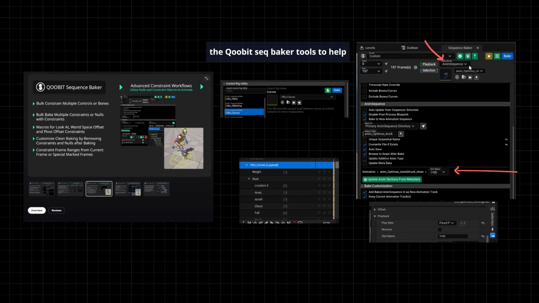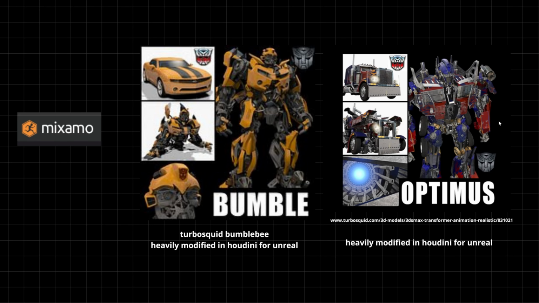In the slot example, I'm actually using the features inside of the anim sequence bake mode, which is being able to change the slot name on animation clips really easily, rather than typing it in manually and messing up the name a bunch. The characters being used inside of this demonstration are Optimus and Bumblebee, which you can find on TurboSquid, and the animation clips are retargeted from Mixamo.